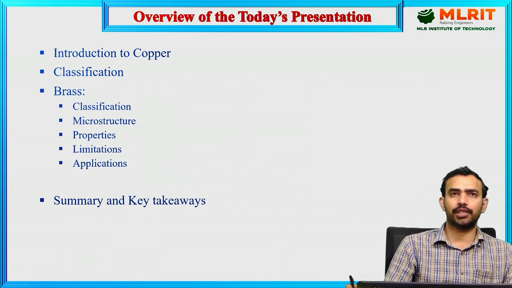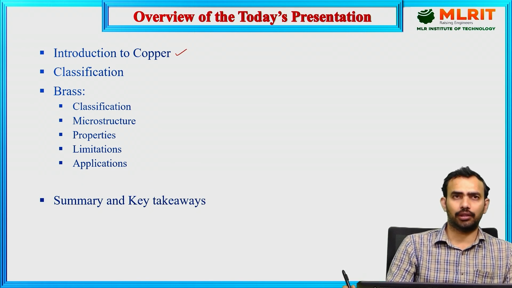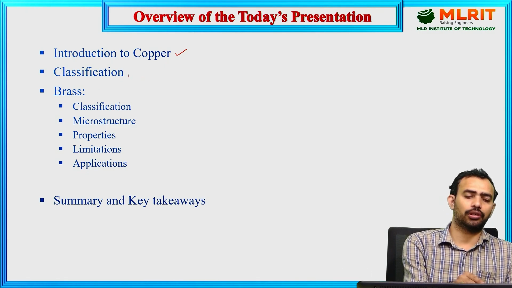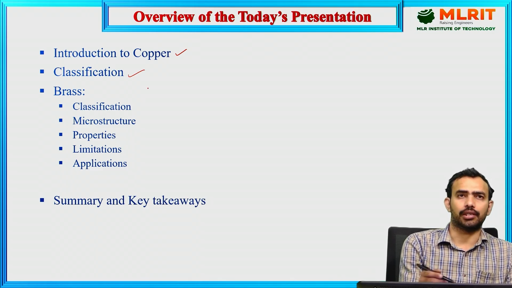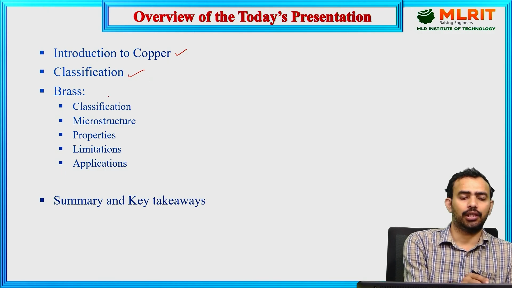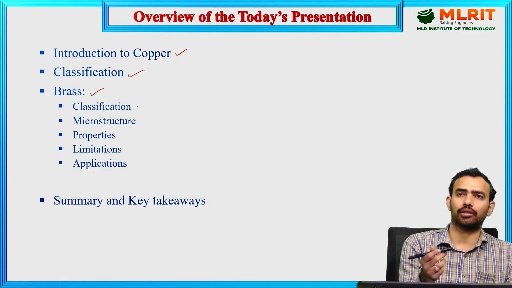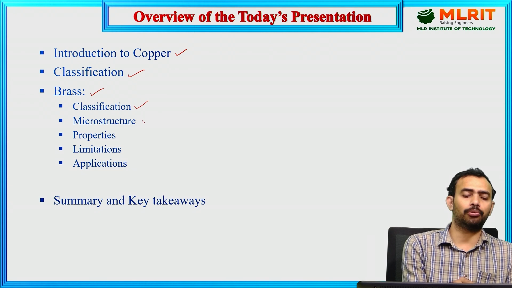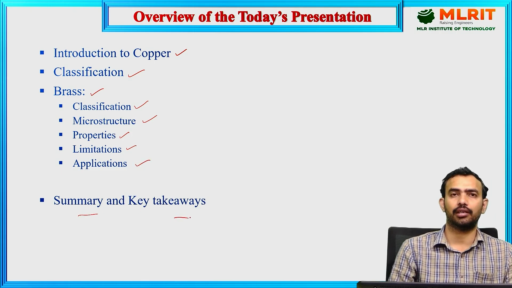So this is the overview of today's presentation. We discuss briefly the copper material and its properties. Then we talk about the classification of the copper alloys, basically classification of copper-based alloys, in which we start with brass as the material. Further, brass, depending on the composition, is classified. We will look at its classification. We talk about its microstructure, then properties, limitations, applications. Finally, we will summarize and look at key takeaways.